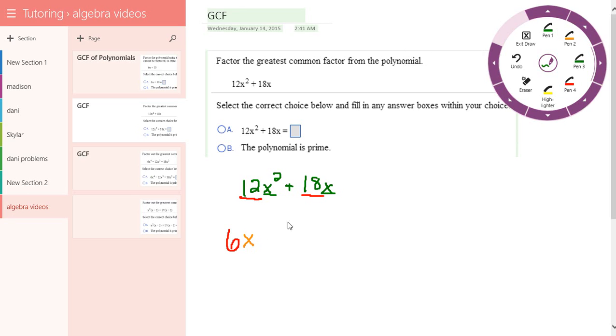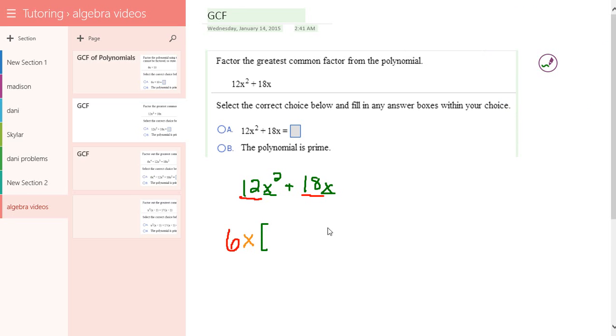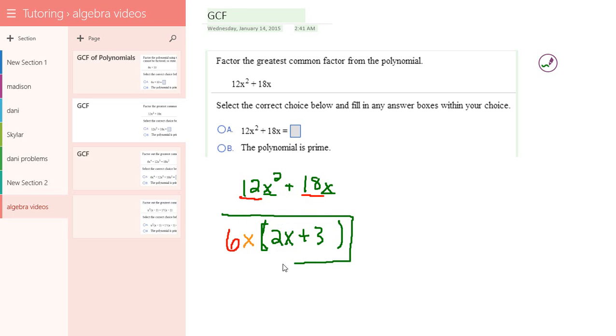That leaves you with, use parentheses, well, you divide 12 by 6, that leaves 2. You took out 1x from these two, that leaves an x, plus 18 divided by 6 is 3. And you took out an x. The answer: 6x, parentheses, 2x plus 3.